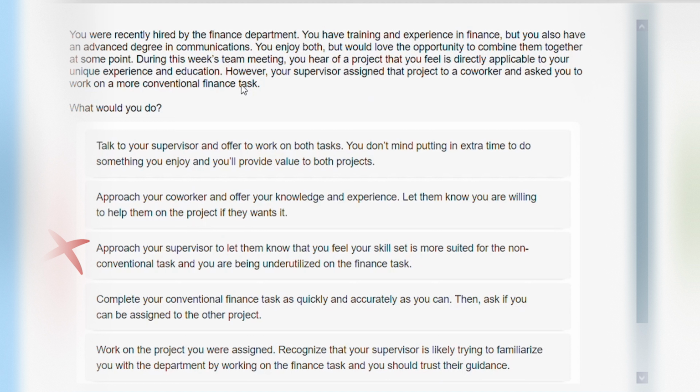I will also eliminate option number 4, where you complete your conventional finance task as quickly as possible and as accurately as you can, then ask if you can be assigned to the project.